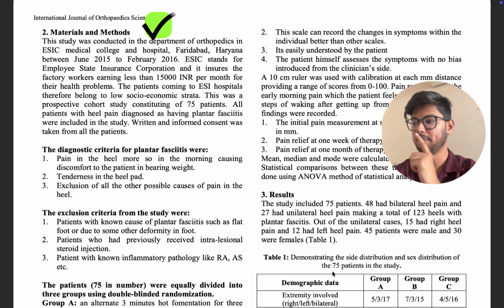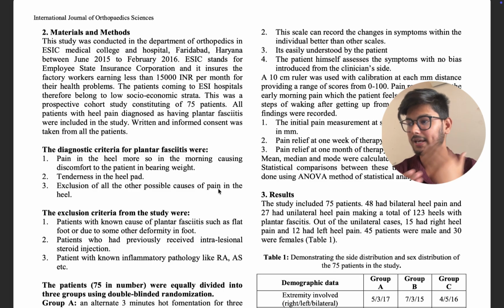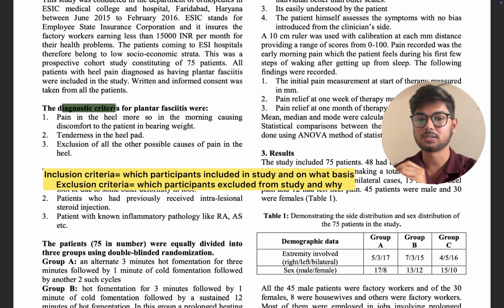Now then comes your materials and method, again a very important part. The material and method section will tell you how the study was conducted, so you will get each and every detail over here. As you can see, they have mentioned where the study was carried out, which state and which hospital, and all of those things that you need to read. At the same time, they have also given the diagnostic criteria. That means the inclusion and exclusion criteria: which patients they included in the study and which patients they did not include, who could give poor results or poor outcomes.